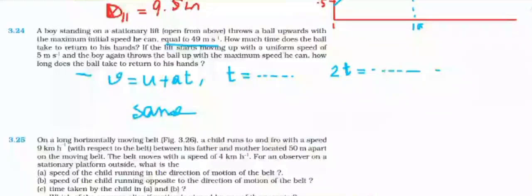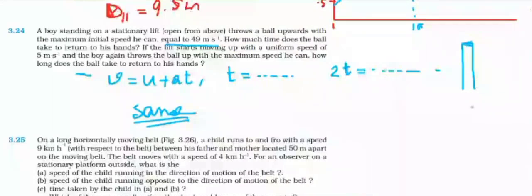So here, the lift and the ball. Okay, when you throw it at the initial time, there is a relative velocity, and finally when the ball is caught, when it returns back, that time also the same relative velocity is there. Therefore, time taken will be the same. In the first case, we can take it just goes upward, then returns back to hand.